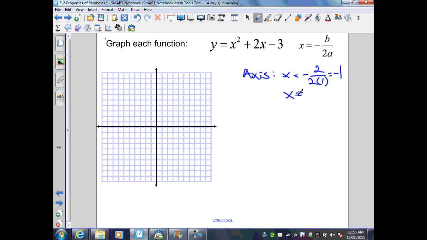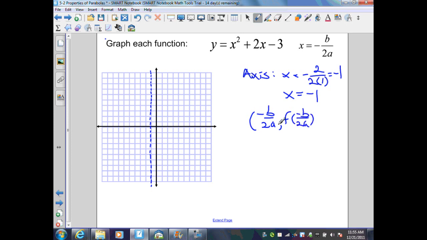So my equation for the axis of symmetry is x equals negative 1. I know that that is a vertical line at negative 1. So I'll just graph that as a dotted line through x equals negative 1. That line represents my axis of symmetry. I need to find my vertex. My vertex is negative b over 2a, comma, f of negative b over 2a.